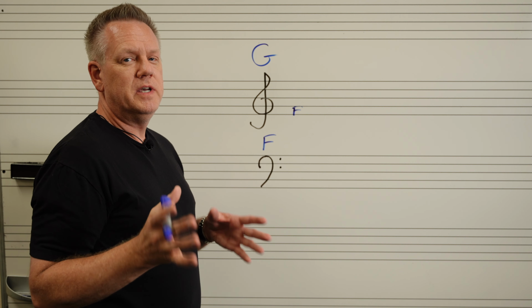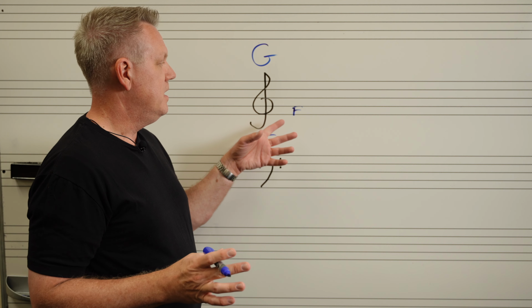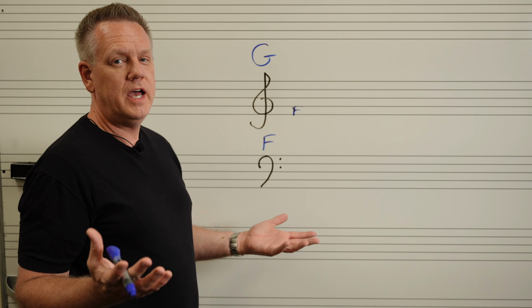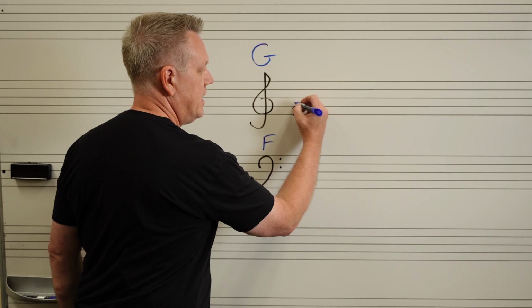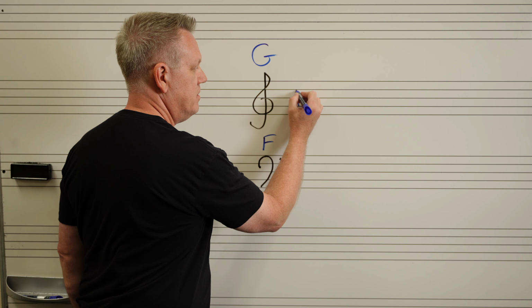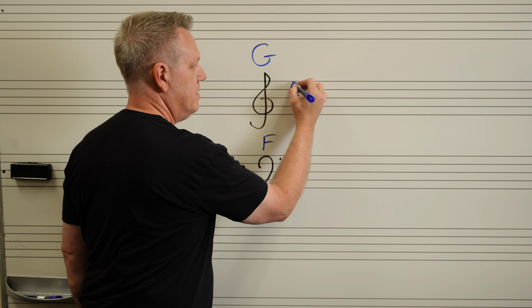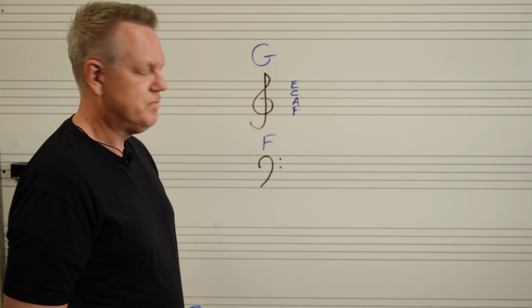You can remember the spaces of the treble clef easily. It just spells something we all have. We all have a face. So that's F, followed by A, followed by C, followed by E.